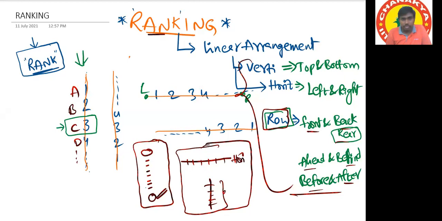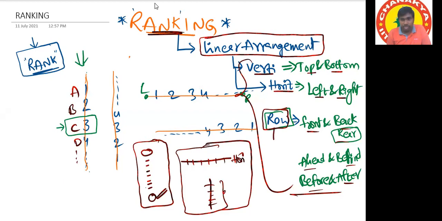Ranking is nothing but a linear arrangement, right? We need to arrange some persons in a straight line. That line can be a vertical line or a horizontal line. Vertical line is related with the two words top and bottom, horizontal with the two words left and right.